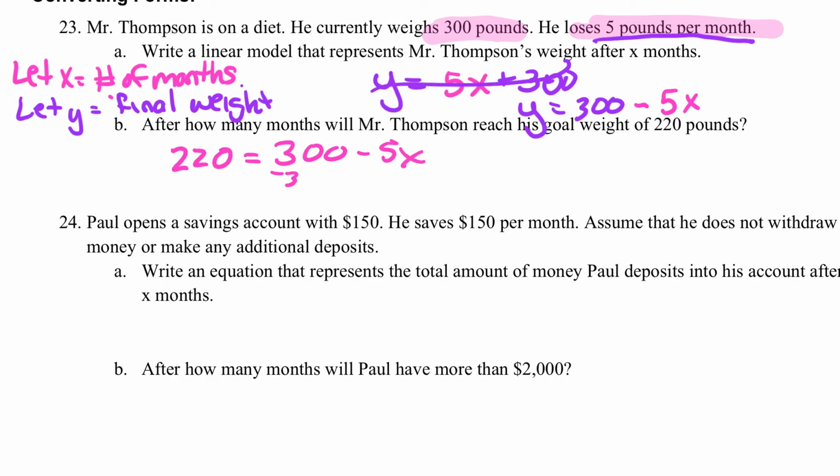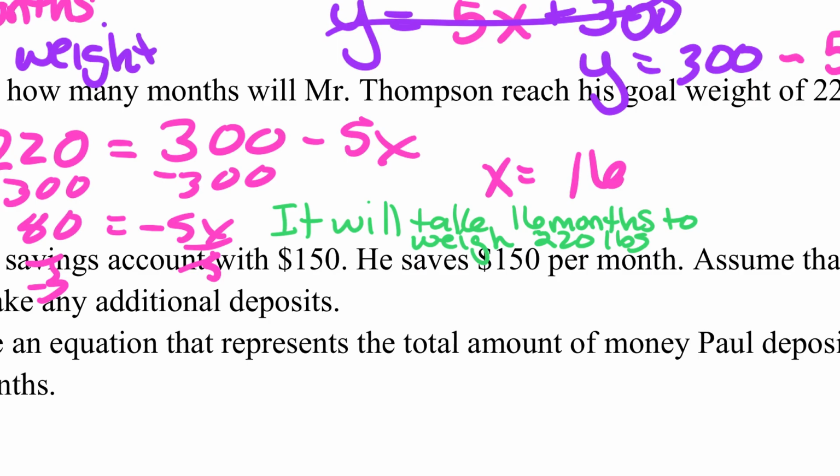So we get minus 300 from both sides. And I'm left with negative 80 is equal to negative 5x. Divide both sides by 5. I get x is equal to 16. And so I'm going to write it as a complete sentence. As a complete sentence, my answer is it will take 16 months to weigh 220 pounds.